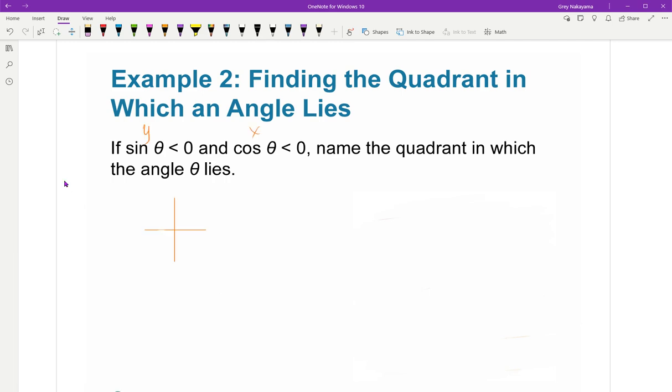So if you think about your quadrants, where is the sine negative? Well, the sine is negative here and here. And the cosine is negative, or less than 0, here and here. So where is the overlap? It's clearly right there. So that means that quadrant 3 is where my angle lies. That is the type of thing. This is like a small part of a problem that you have to be able to do. So we're going to go do some of those.